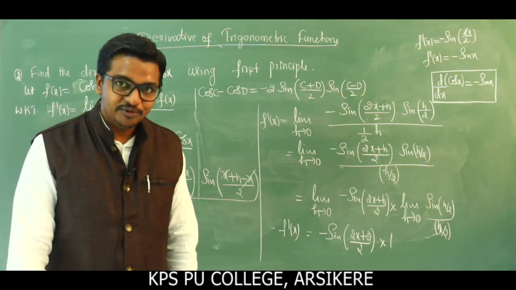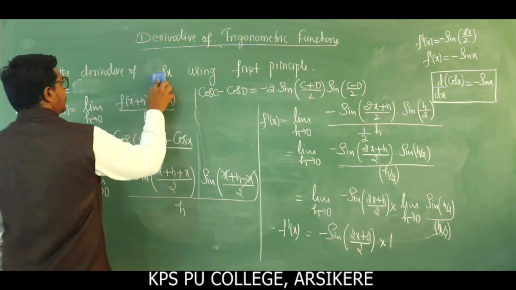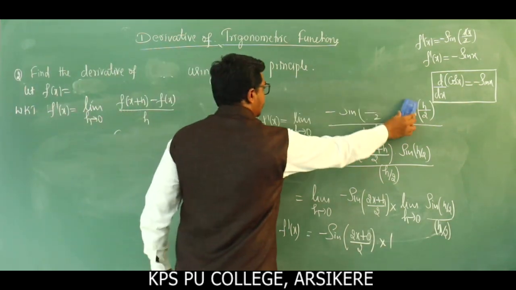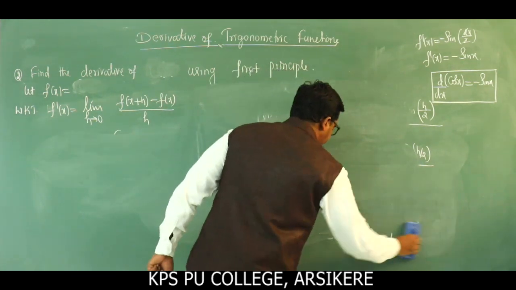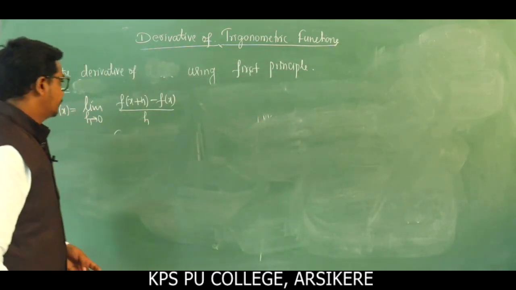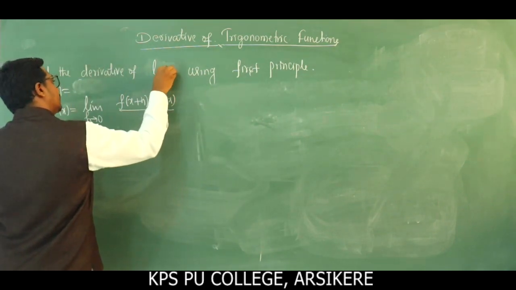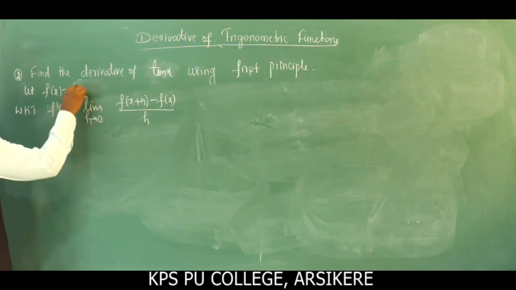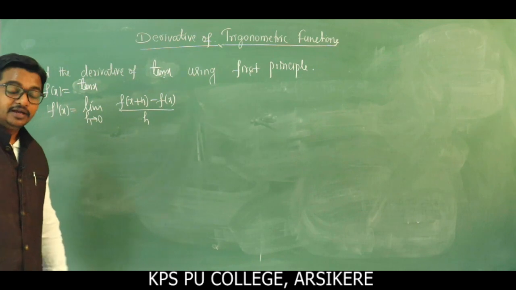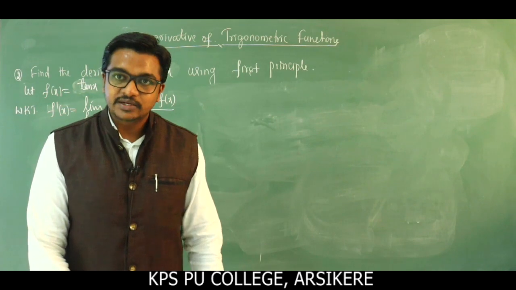Now dear students, we are moving to the third one, tan x. Tan x is a very important one. Derivative of tan x. So let f of x is equal to tan x. We know f dash of x using first principle is limit as h approaches 0 of f of x plus h minus f of x divided by h.